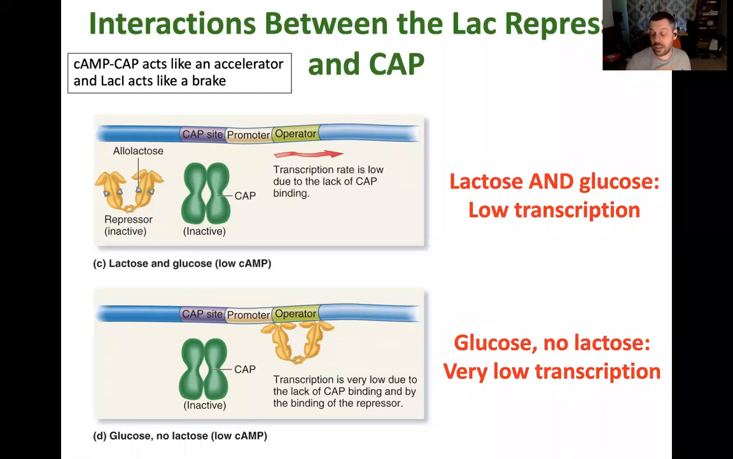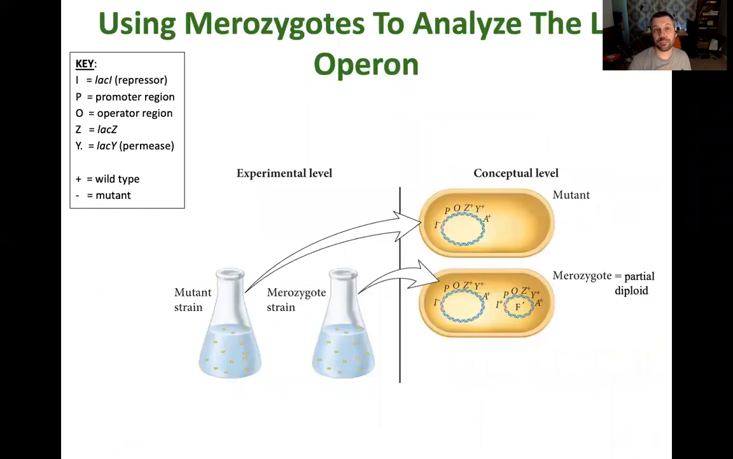And so hopefully you can see that by using these two systems, one is an inducer, in other words, an accelerator, the cAMP-CAP, and the other one is a brake, the allolactose repressor system, you can preferentially use one sugar over the other, even when both of those sugars are present in the medium. So that's basically all I have to say about the regulation of this important operon.